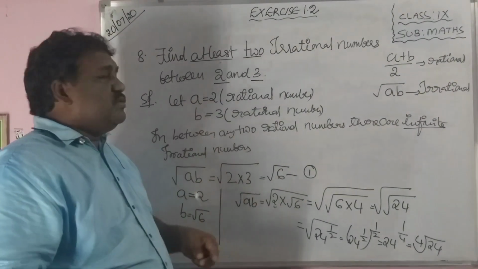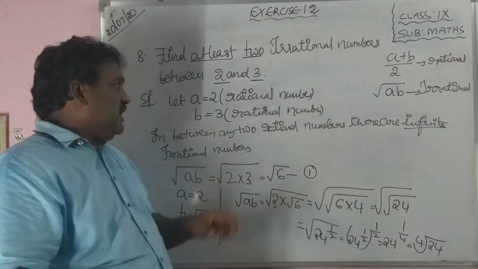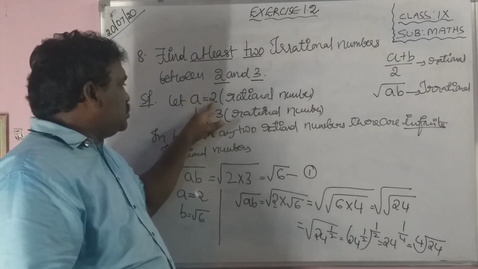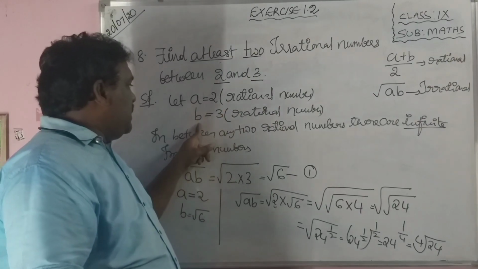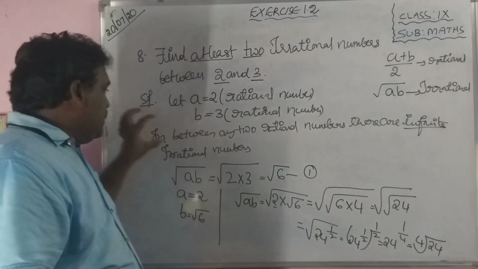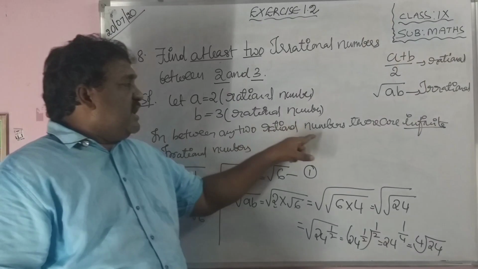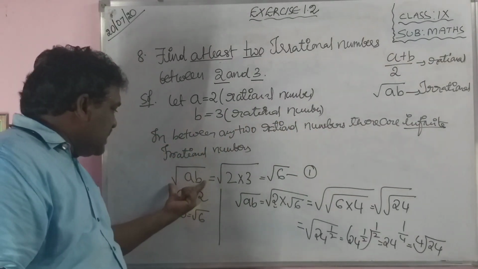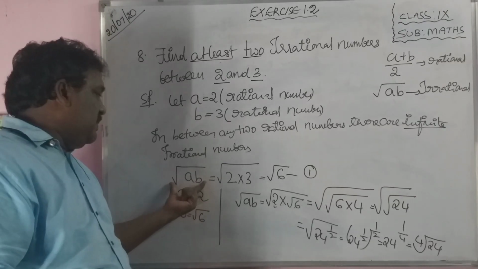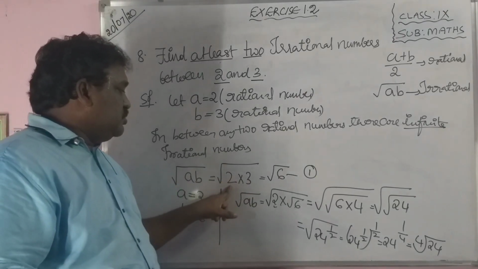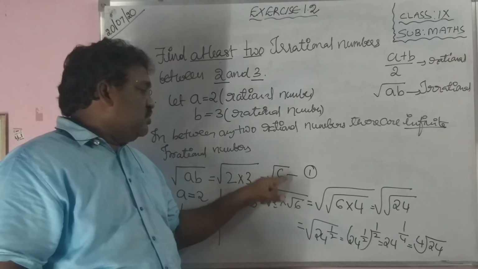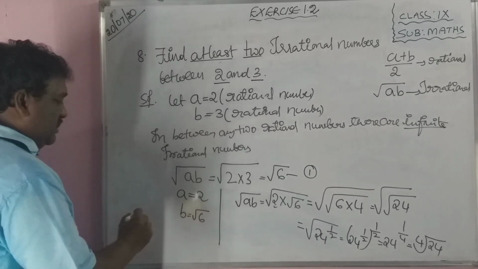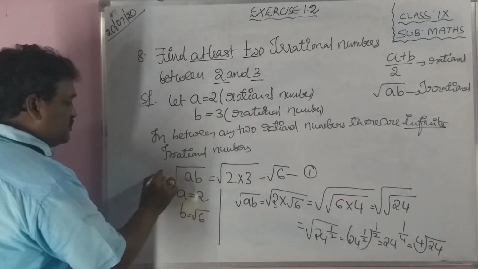See again. What is A value? 2. What is B value? 3. What is 3? Rational number. What is A? 2, rational number. What is B? 3, rational number. In between any two rational numbers, there are infinite irrational numbers. What is the irrational number formula? Root AB. What is A value? 2. What is B value? 3. 2 3s are 6. First one completed. Again the second one. This is the second one. This is the first one.